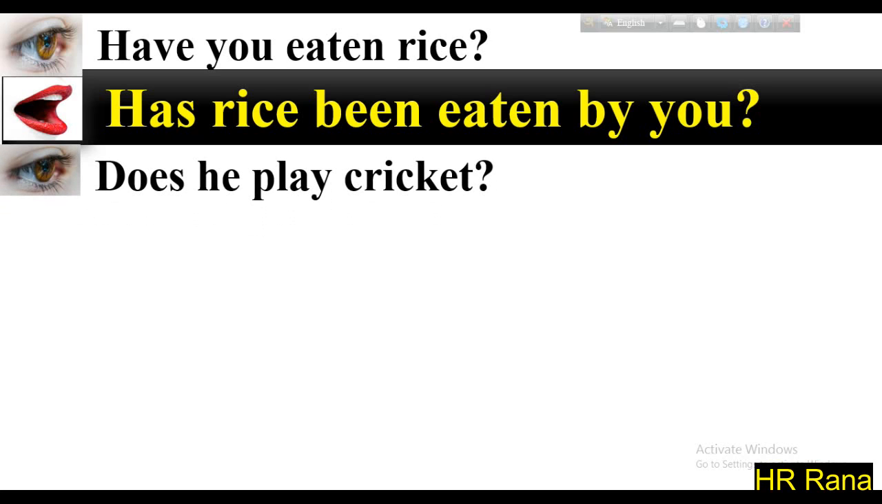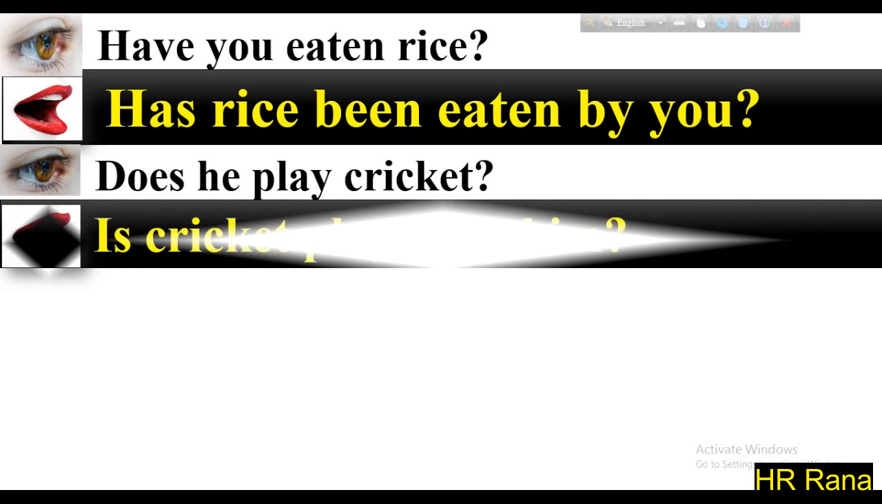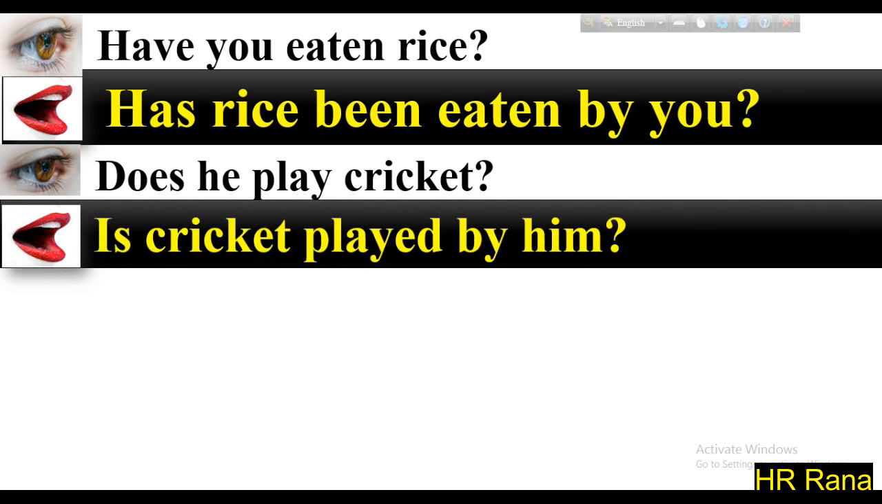Okay, now another sentence. Does he play cricket? Does at first, so this is present indefinite tense, interrogative sentence. So you write am, is, or are at first. You can see cricket is the object. When cricket becomes the subject, it takes am, is, or are. Which one? Okay, is. Good. So is cricket played, the past participle form of play, then by, and the subject he will be the object him.